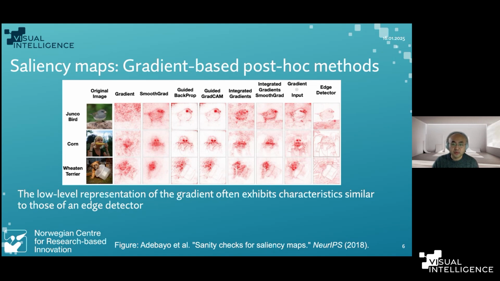But still, it says something. And when we see this edge detector result, we start to doubt those post-hoc explainability methods, because we start to get confused. What is then a good explanation? In fact, when we use the gradient backpropagating from the output to the input, what is highlighted at the input level is just a low-level representation of this gradient, and that often exhibits characteristics similar to those of the edge detector result.